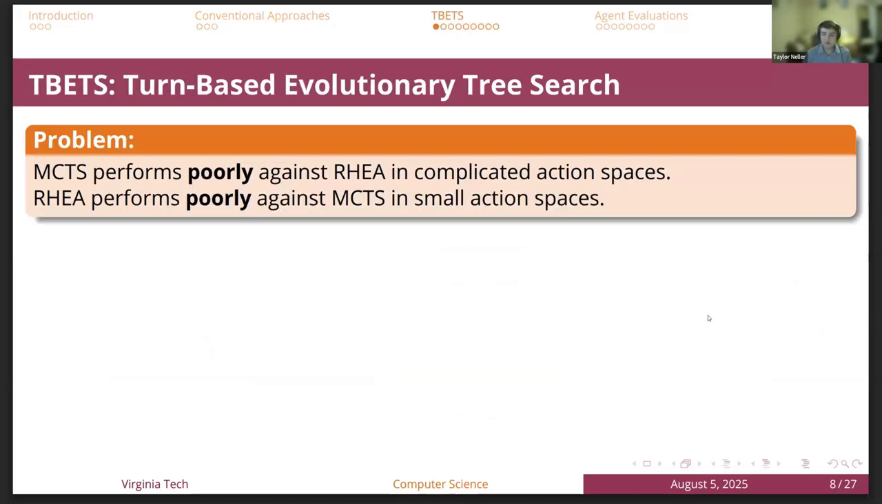So when we are comparing our baseline agents against each other, we note that Monte Carlo tree search performs poorly against RIA in complicated action spaces, and the reverse happens in small action spaces. This is a pretty widely observed trend. We know that Monte Carlo tree search is good for games, especially as the branching factor is smaller. And then RIA was developed for real time, which is a very large action space because it has to happen very fast.